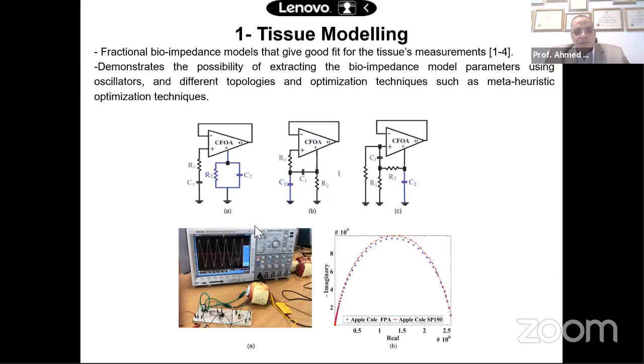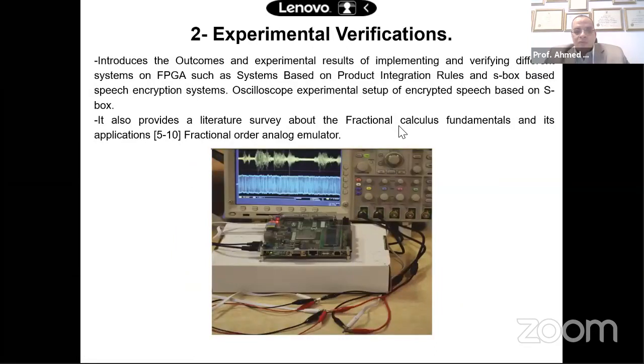And this figure shows some of the experimental results, as we said. We used many experimental verifications for the fractional calculus operator, and actually used the fractional order in the encryption system, using the S-Box for speech encryption systems. And these are the oscilloscope results for the speech before and after the encryption. The above figure shows the speech itself, and the lower one is almost a uniform distribution after the encryption using the S-Box and fractional order parameters we did.